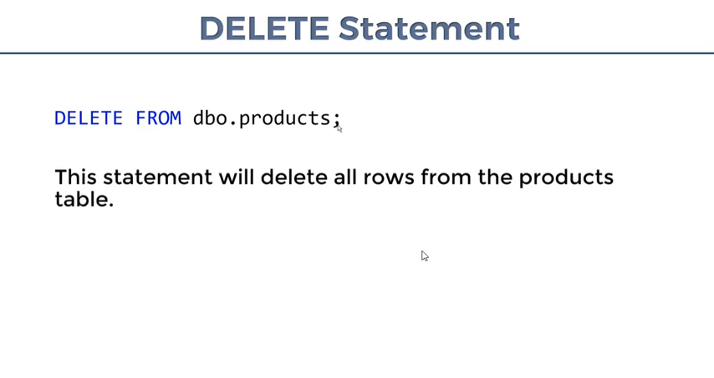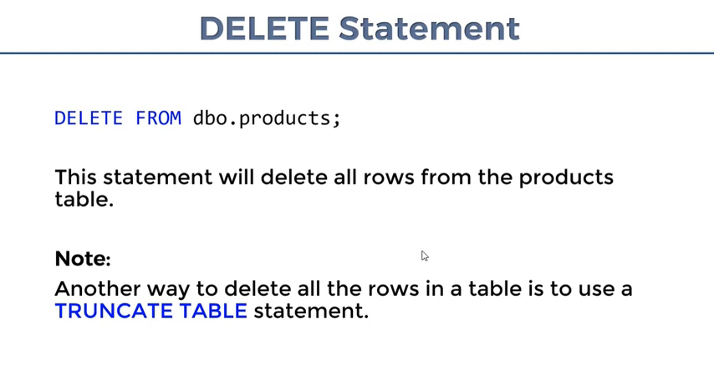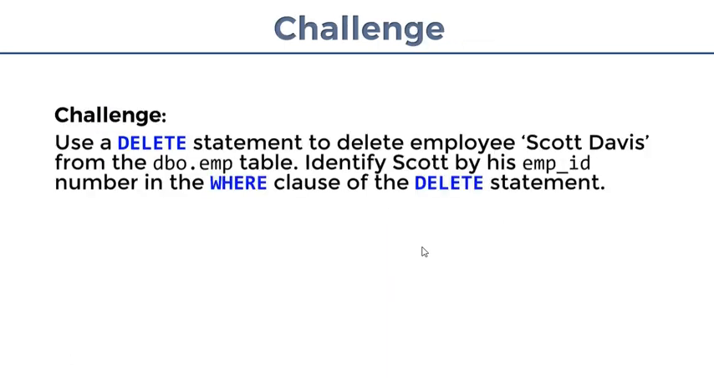Delete from table: this statement will delete all the rows from the products table if you simply do not mention anything. It will delete all the rows from the table, right? Another way to delete all the rows in a table is to use truncate. Truncate table statement: by using the truncate table statement, you can delete entire rows at a time.